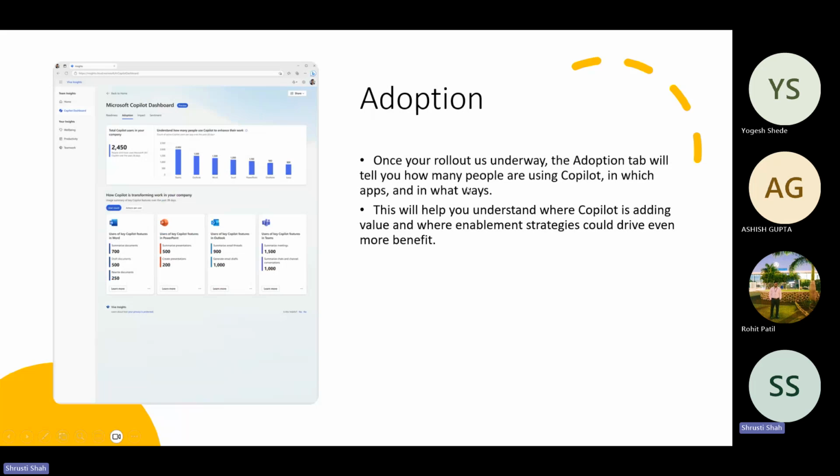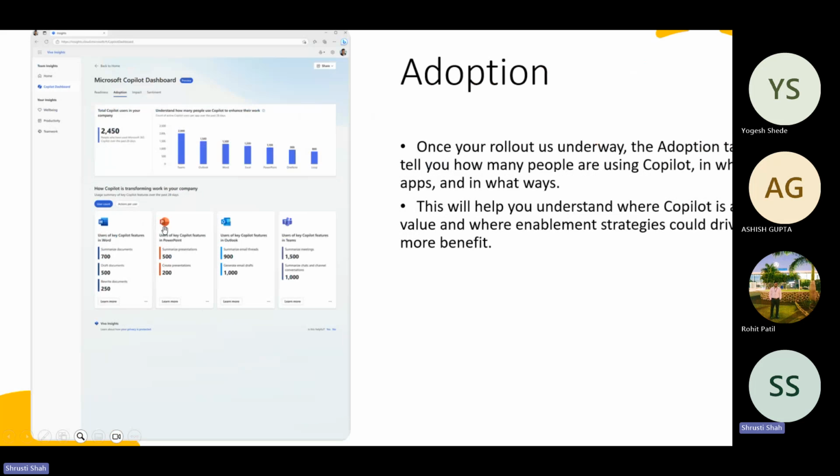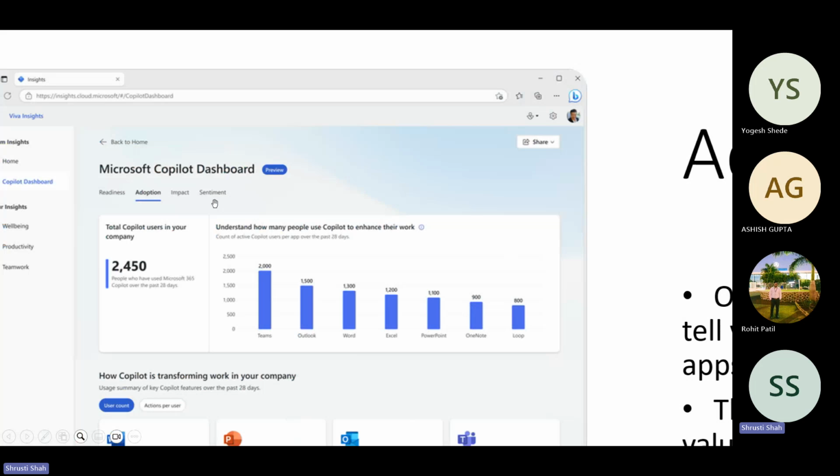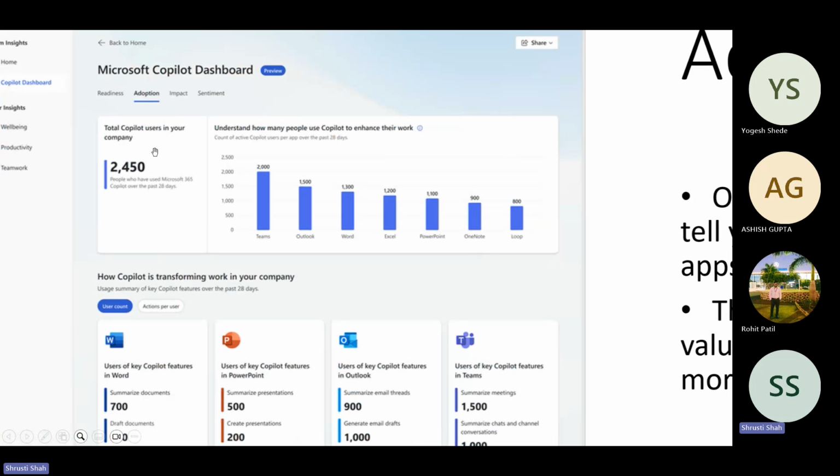Next is adoption. Once your rollout is completed, the adoption tab will tell you how many people are using Copilot and where they are using it. So if you can see from the screen, let's just zoom in a bit. This is the Copilot adoption dashboard, wherein your leaders will be able to understand the licenses which were assigned, how people are using Copilot, and where Copilot is used maximum.